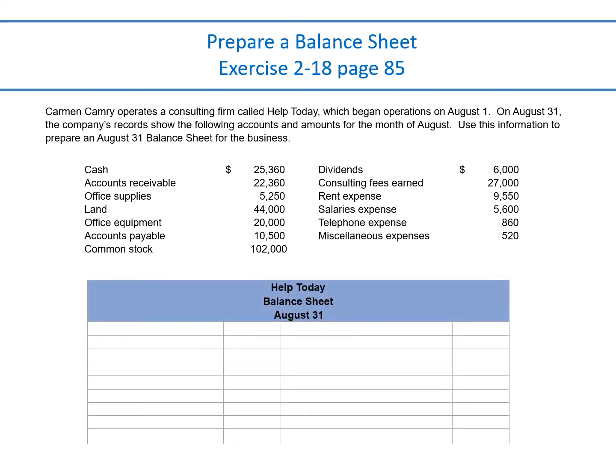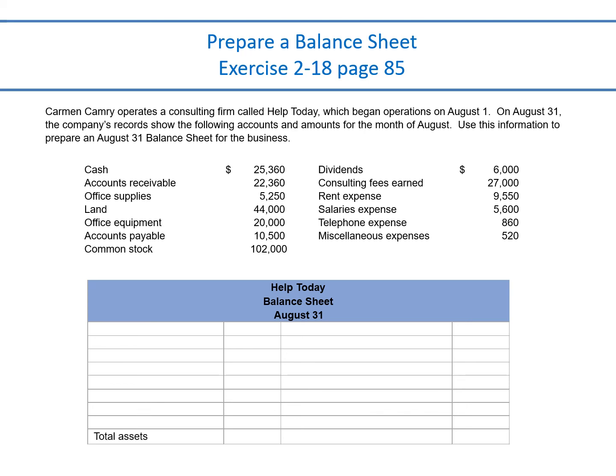So let's set up our balance sheet. We have the company name, Help Today, and the name of our statement, balance sheet. And the balance sheet, if you remember, is the only financial statement that is as of a date and time, not for a period of time. So our balance sheet is going to be as of August 31st.